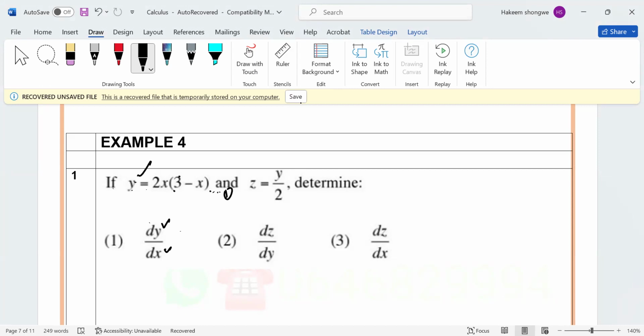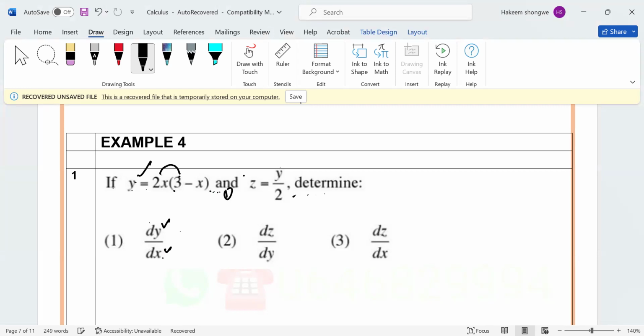And then I'm differentiating in terms of what? Of x. So I can use equation number 1. I can't use equation number 2. Why can't I use equation number 2? It's because there's a z and there's a y. So if I were to differentiate this one, remember, first I need to remove the bracket.